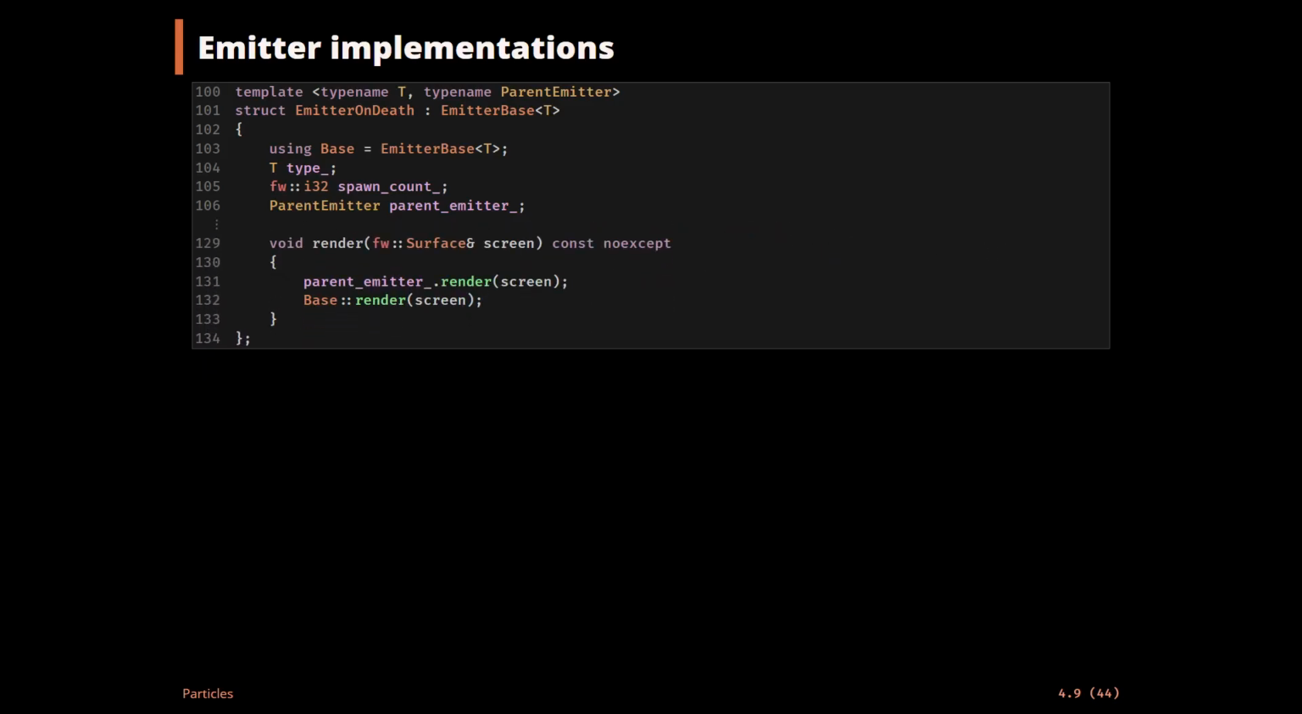And then we have the render function, which is going to call the render on the parent emitter, and then call our own render function. And that's pretty much it. That's how the whole particle system and emitter stuff works. It's quite a bit to go through.